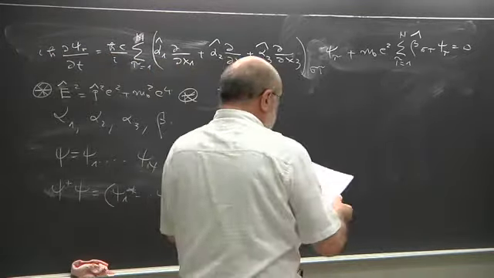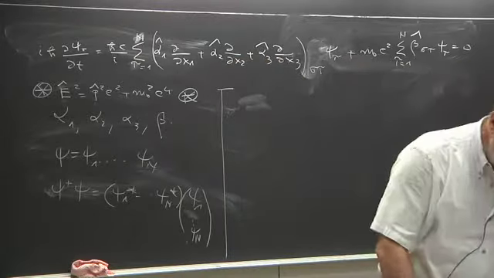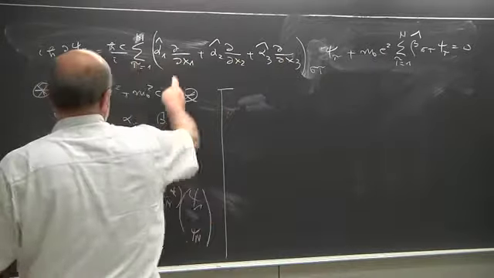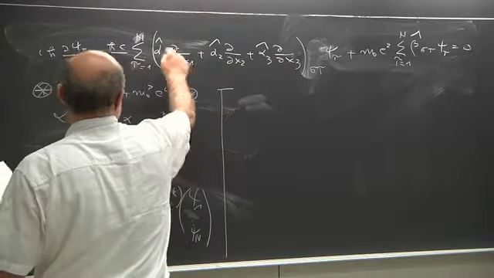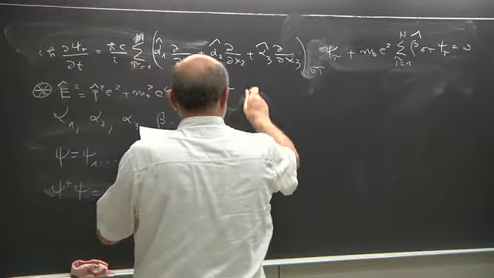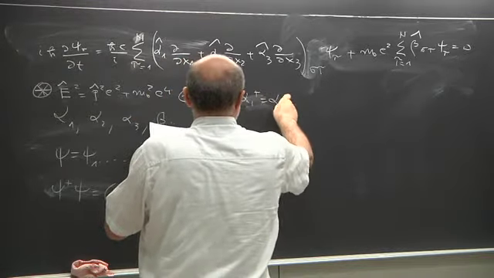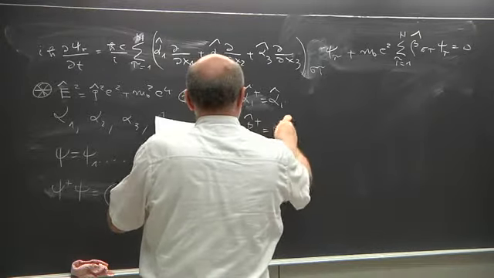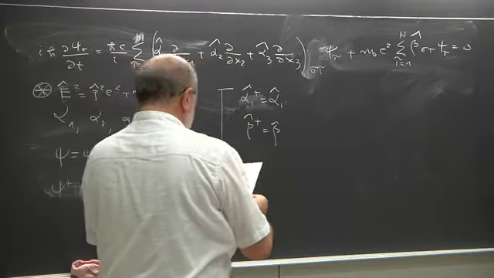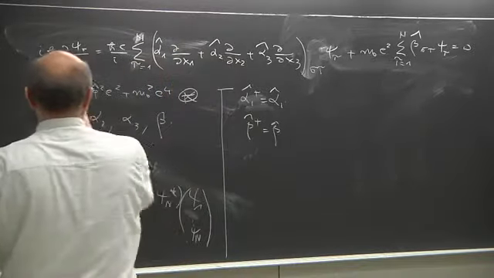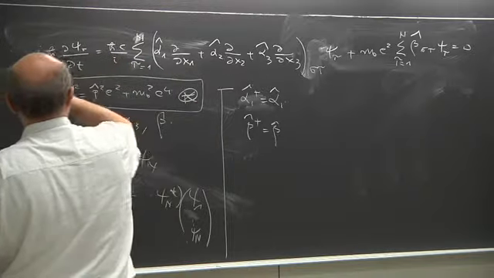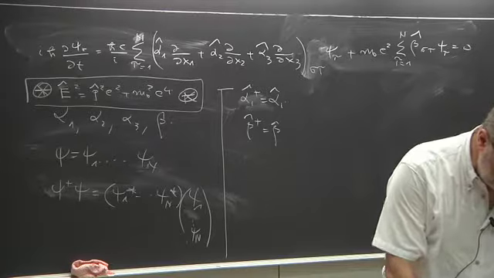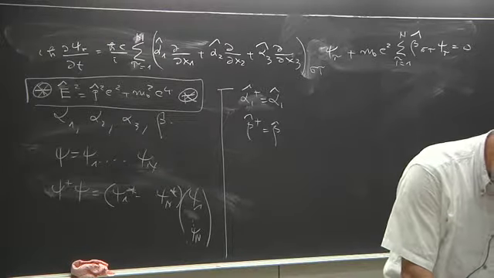Yesterday we proved that some relations had to be satisfied. First of all, as this object is Hermitian, the alpha i also have to be Hermitian: alpha i dagger is equal to alpha i, beta dagger is equal to beta. Then we found that for this to be satisfied at the operatorial level, alpha and beta have to satisfy some anti-commutation relations.